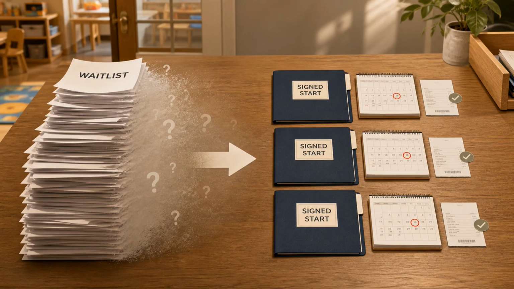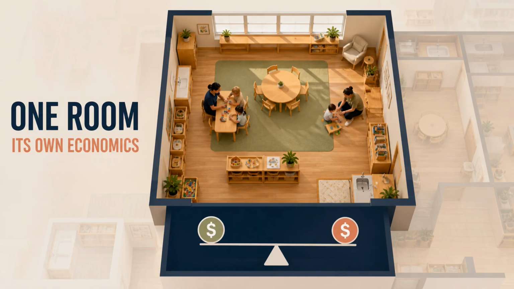Start with demand, but measure the right demand. 50 names on a free waiting list are not 50 enrolled families. Ask how many families will sign an enrollment agreement for a specific age room, start date, weekly schedule, and tuition. An infant waiting list does not fill an empty preschool seat. And a family needing care from 6:30 in the morning to 6 at night creates a different staffing day than a half-day program. Now model the center one room at a time.